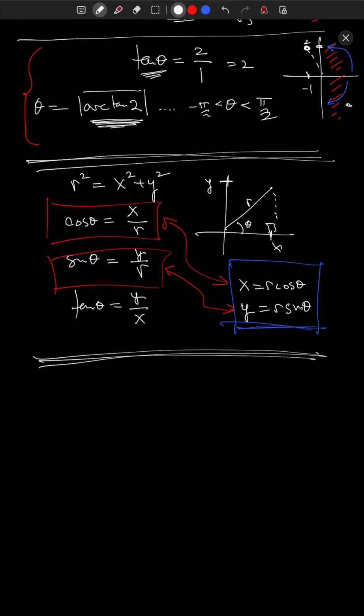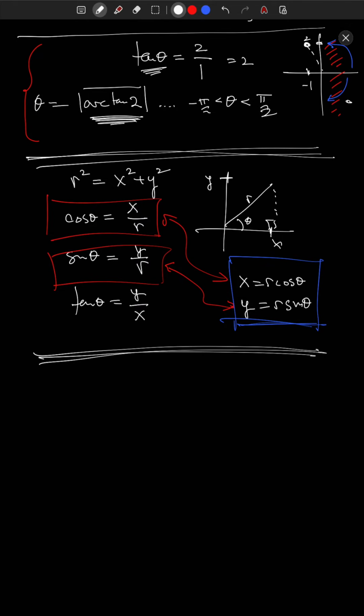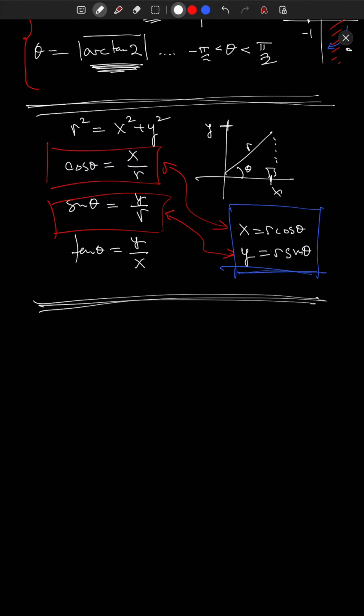All right, so with that out of the way, now that we know we can decently easily convert between rectangular and polar coordinates, let's take a look at why we actually care about polar coordinates. So the idea here is polar coordinates are able to describe certain things much easier than rectangular coordinates.